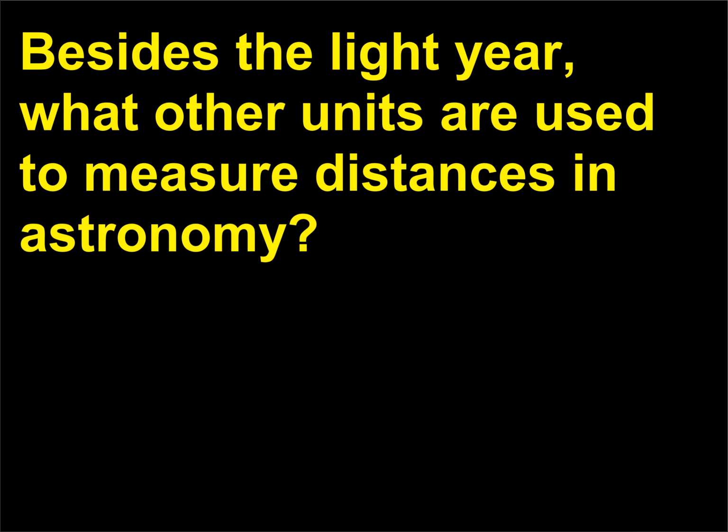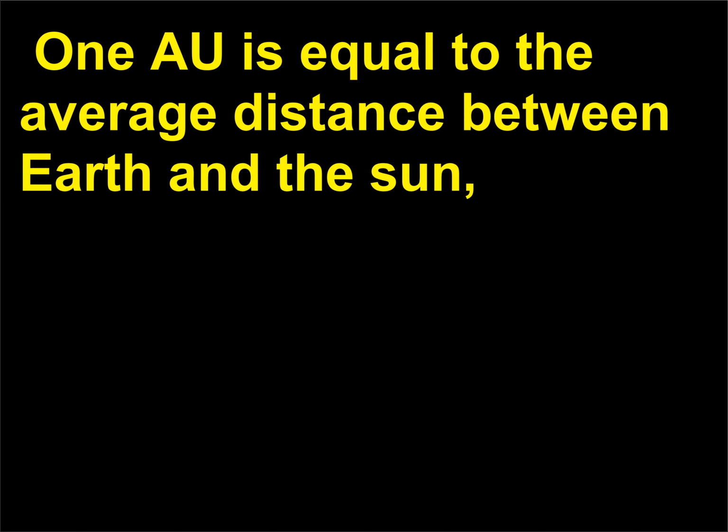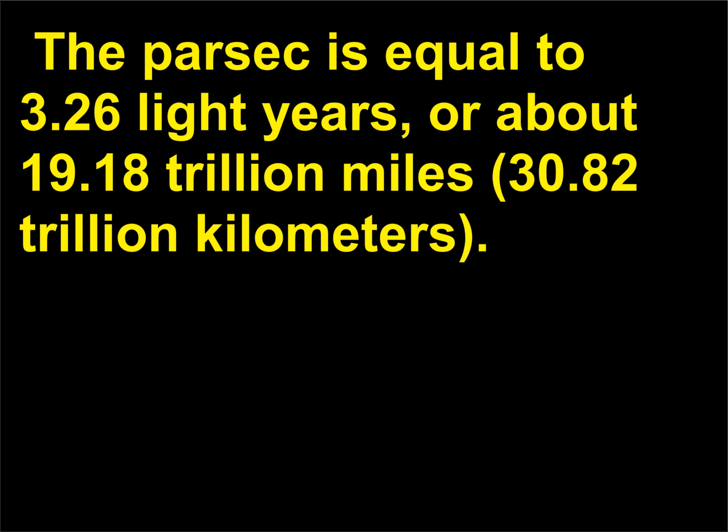Besides the light year, what other units are used to measure distances in astronomy? The astronomical unit, AU, is often used to measure distances within the solar system. 1 AU is equal to the average distance between Earth and the Sun, or 92,955,630 miles, 149,597,870 kilometers. The parsec is equal to 3.26 light years, or about 19.18 trillion miles, 30.82 trillion kilometers.